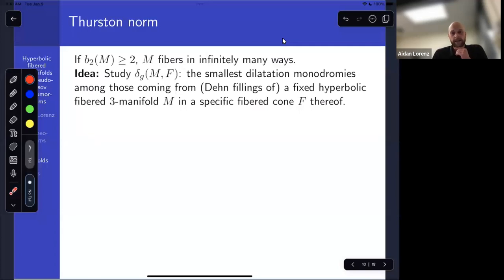There's a small aside in parentheses there about Dehn fillings, which is a bit of a technical point, and maybe I'll mention that at the end if there's some more time. But right, we're not exactly studying the original quantity delta G, we're studying the smallest dilatation homeomorphism that, quote, comes from a given 3-manifold and fibered face thereof.